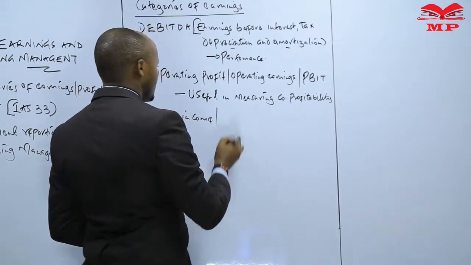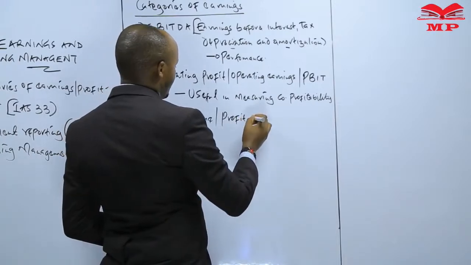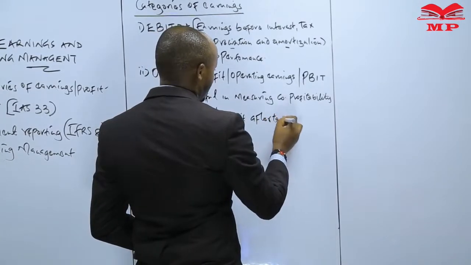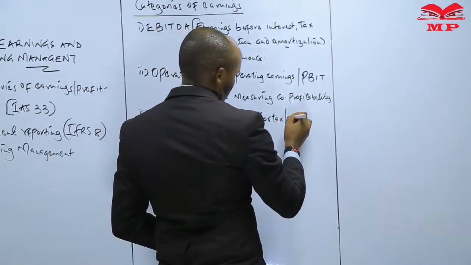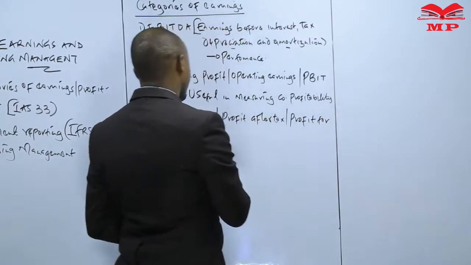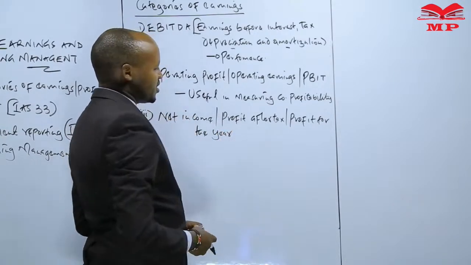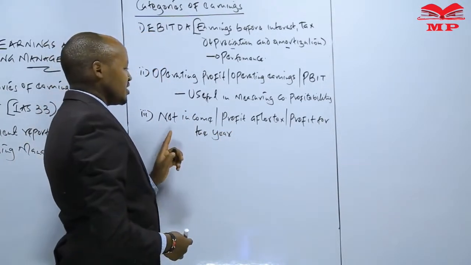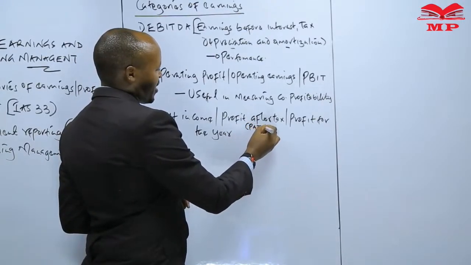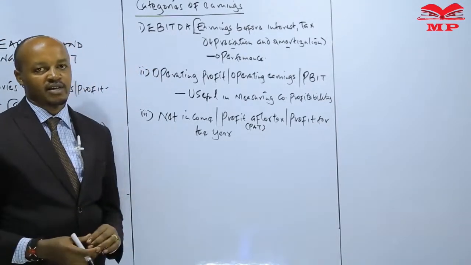Now, the net income, in other terms, is what we refer to as the profit after tax, or the profit for the year. So what you need to note is that when we talk about the net income, we are referring to the profit after tax, or the profit for the year, which is one and the same thing.